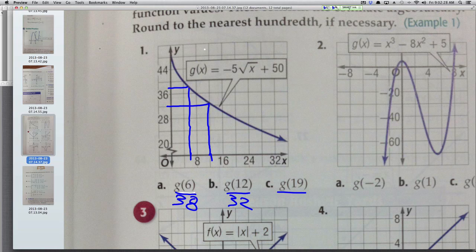Then I want to find g of 19. Well, this mark right here, what would that mark be? That would be 20. That one would be 18, so halfway in between those two is where 19 is going to be. So 19 is going to be right there. We're going to go up, we're going to touch, and we're going to go over. So we're going to call that one what? 28.